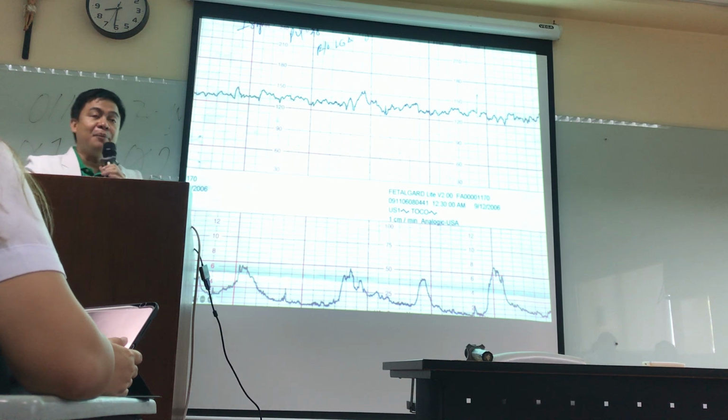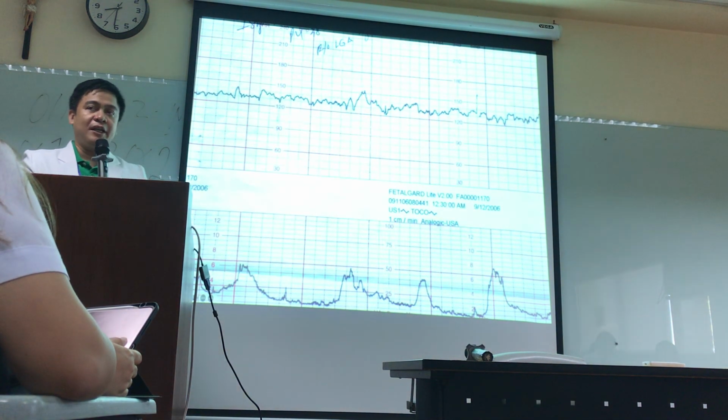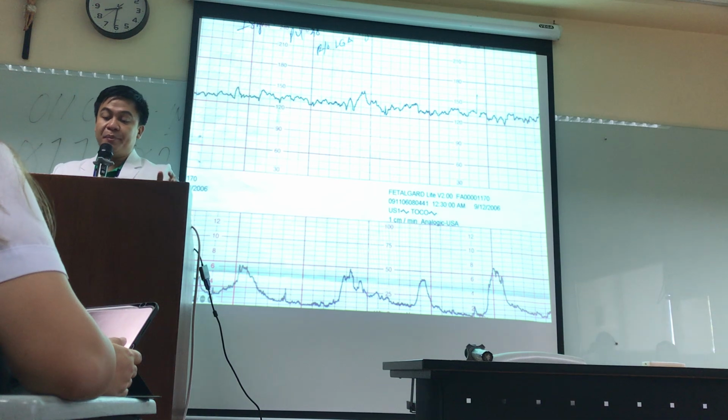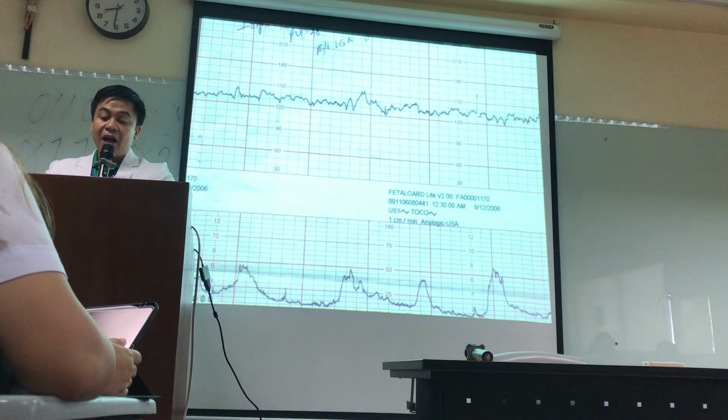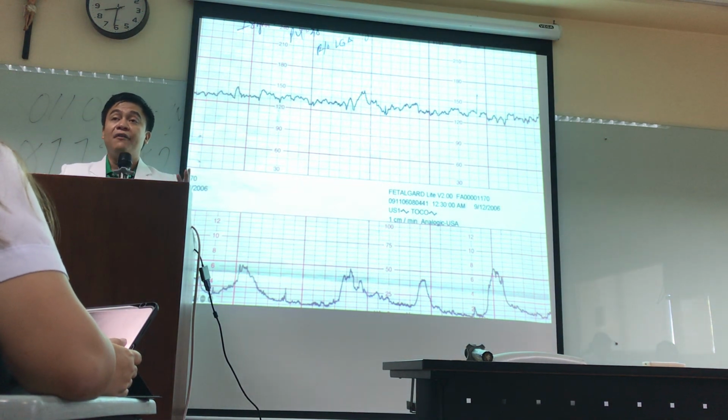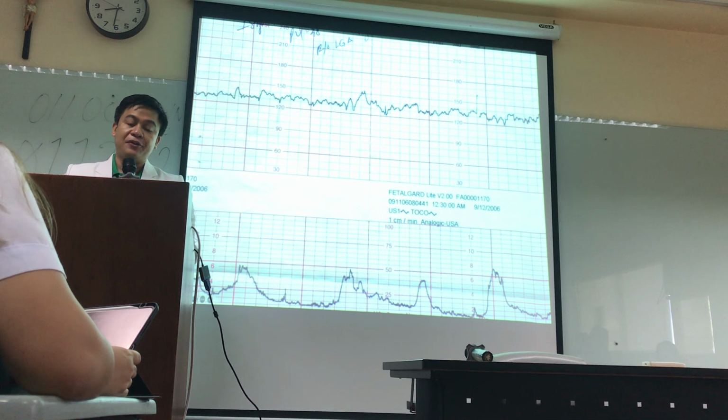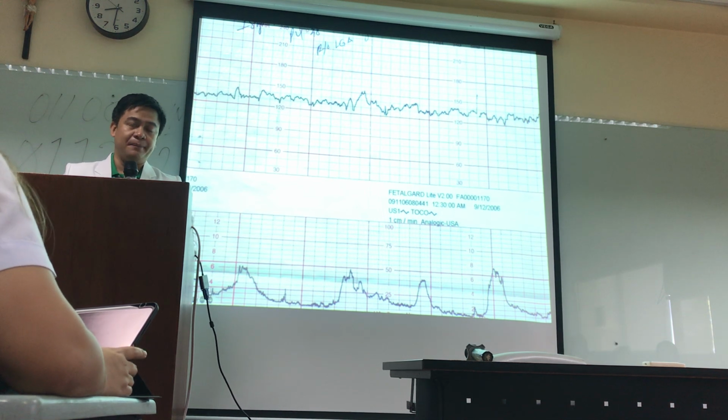So a normal baseline fetal heart rate, as mentioned earlier, is 110 to 160 beats per minute, and it reflects lack of pathology related to the factors that regulate your fetal heart rate. So what are these factors? What are the factors that regulate your fetal heart rate?